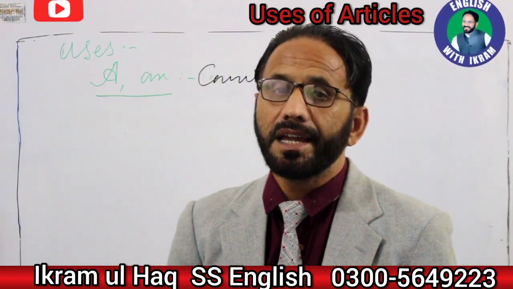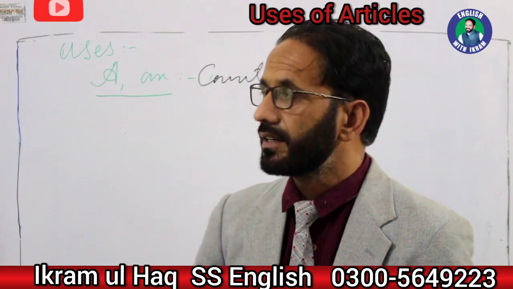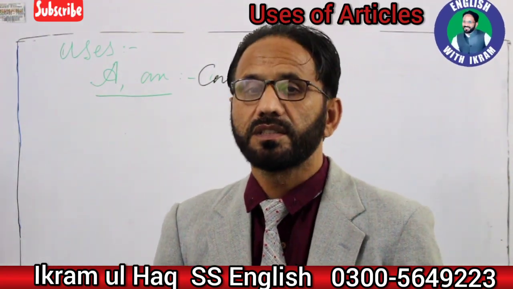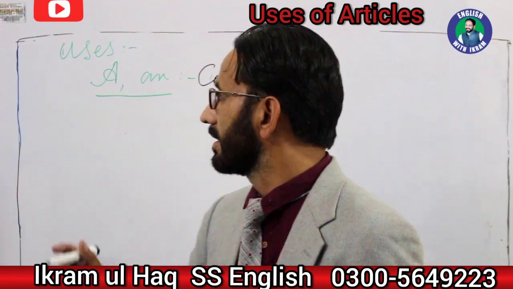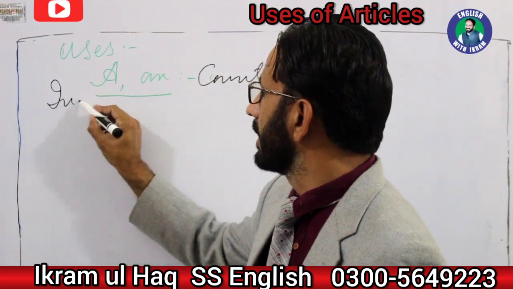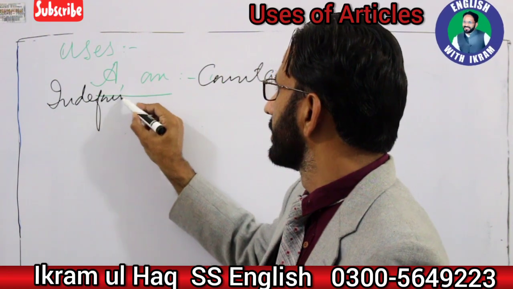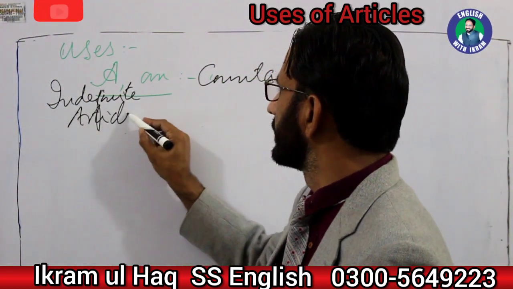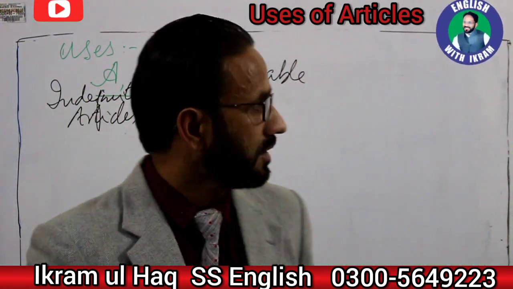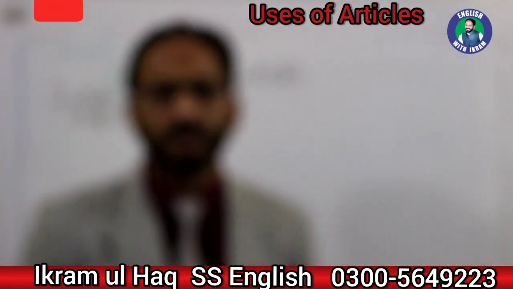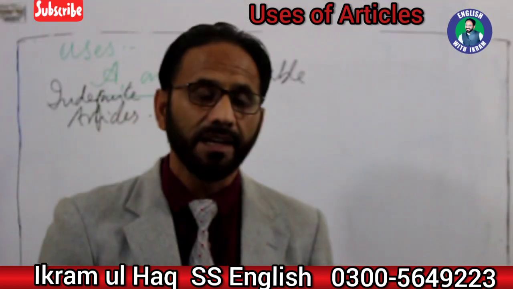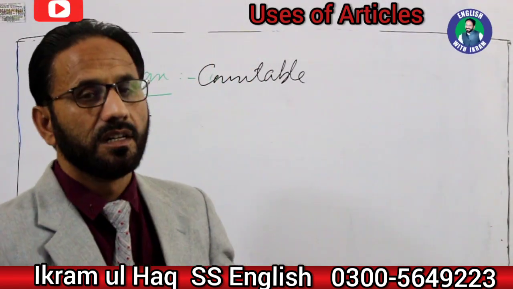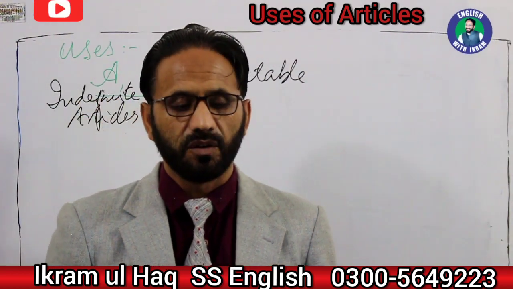The articles a and an are used only with countable nouns. With uncountable nouns we don't use them. These are called indefinite articles. So the first thing that you have to keep in your mind while using the articles a or an is that we use them with countable nouns only.